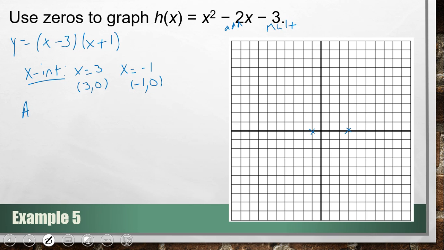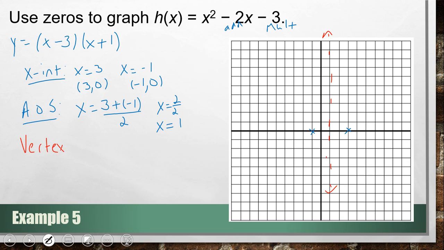Let's find the axis of symmetry and the vertex. So I know x is equal to 3 plus negative 1 over 2. So x is equal to 2 over 2, or x is equal to 1. So I've got my axis of symmetry going through 1. Let's find the value of the vertex. Now I could take this 1 and plug it into my original, or I could plug it into my new one over here. Doesn't matter. I'm going to do it in our original.